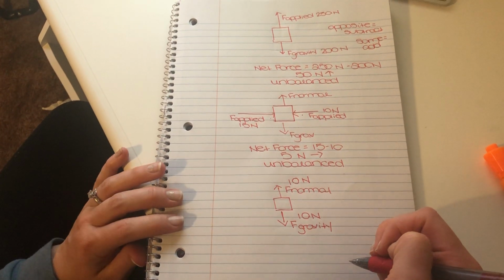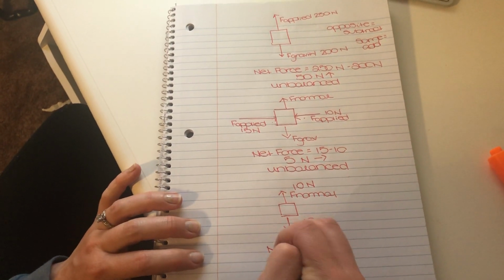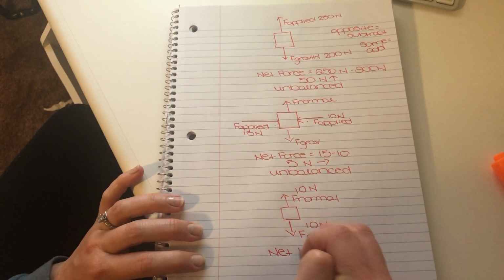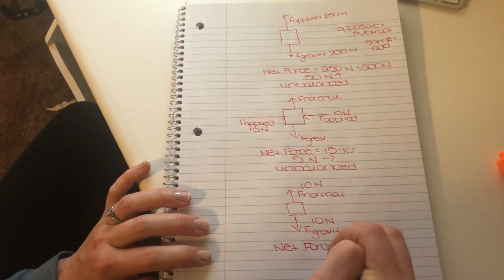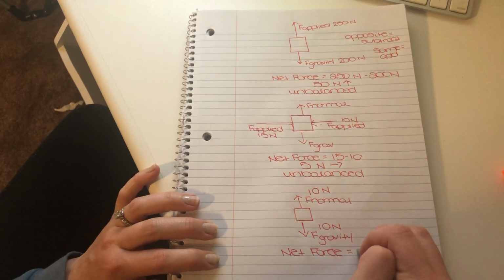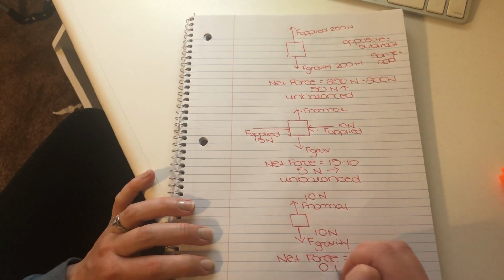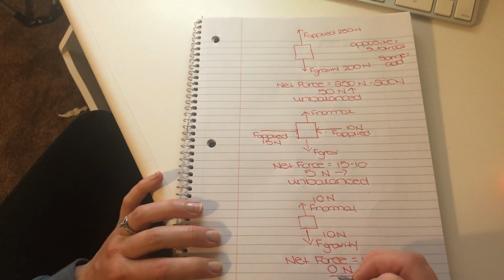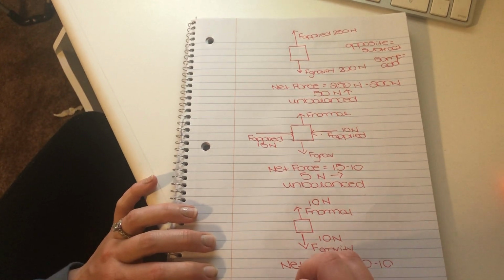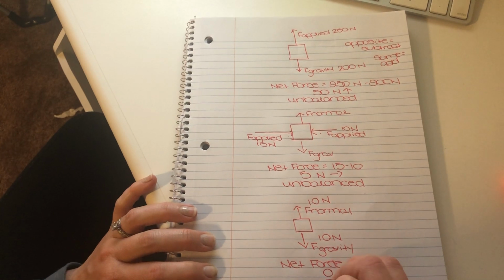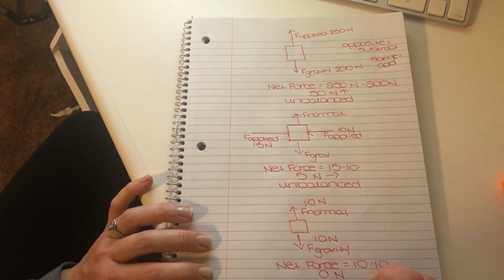it's not going anywhere. Okay, so my net force, the arrows are in the opposite direction. So I subtract, so 10 minus 10, the net force is 0 newtons. So if my net force is 0, the book is not moving, my forces are balanced. Okay? All right.